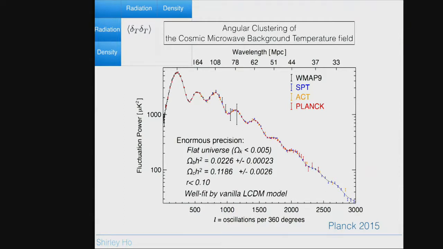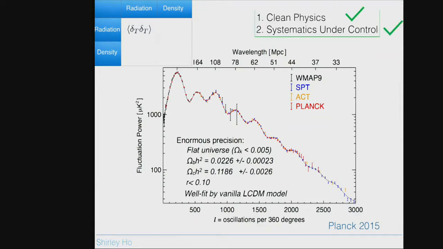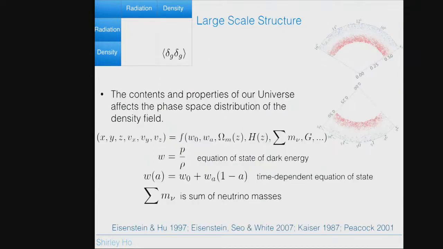We now have enormous precision on the universe. We know it's a flat universe. The omega baryon h squared and omega c h squared are completely well determined to an extremely high level. I think this is actually even better now by a little bit. It's clean physics, systematics under control, so we believe that. That one we don't have to prove to you because Raphael already taught you everything you need to know.